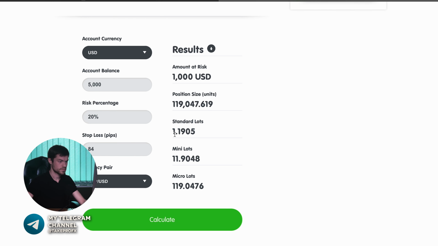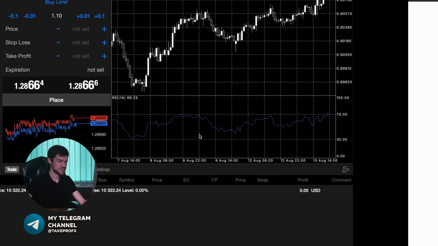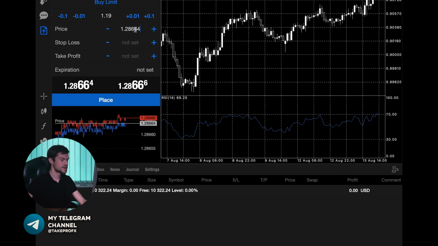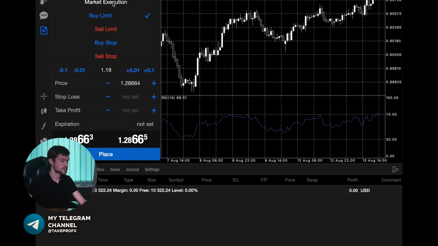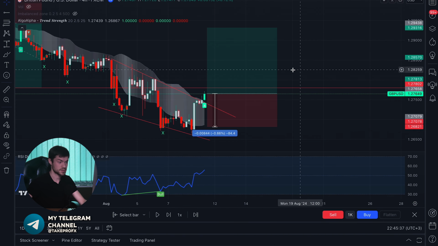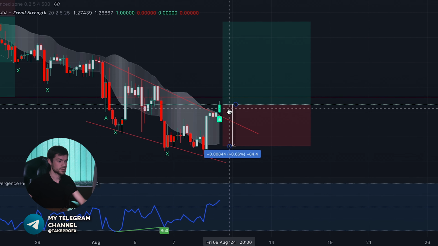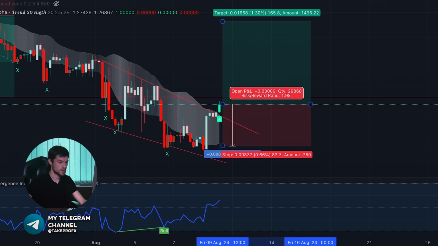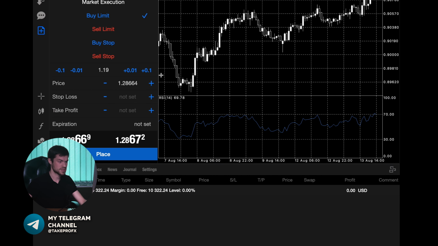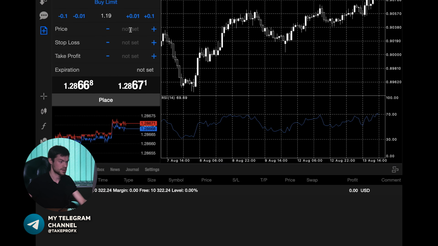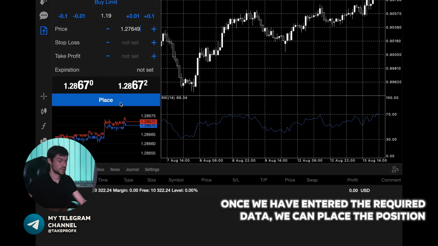Then click on trade. First of all, we write the size of the standard lot. It is 1.19. Then we enter the price, which we have found, or just buy on the market. We can choose a market order, click buy, and the order will be executed at the price where it is right now. As you see, we can press buy on the market right now. But if you need a limit order, we also look at the price. It is 1.27649 and we write the price 1.27649 here as well. So that's all. We have written it down, and after that we place the position.